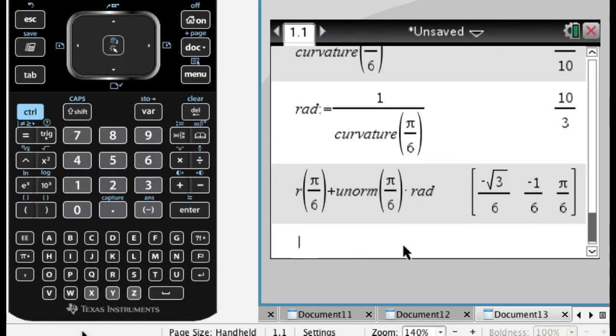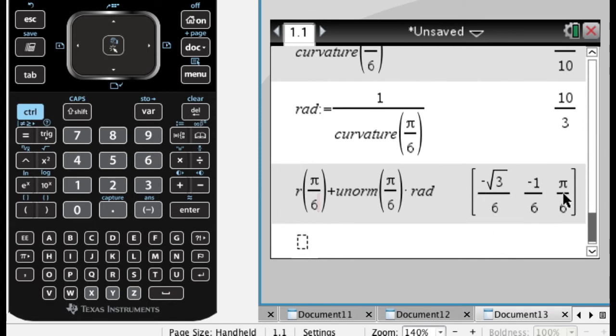The key thing here was we knew a point, r of pi over 6, or if you have a different value, it would be r of whatever that value is. You want to move in the direction of the unit normal vector, so I did plus the unit normal vector. And then how far do you want to move? You want to move the radius, and the radius is the reciprocal of the curvature. And that's how you do it.